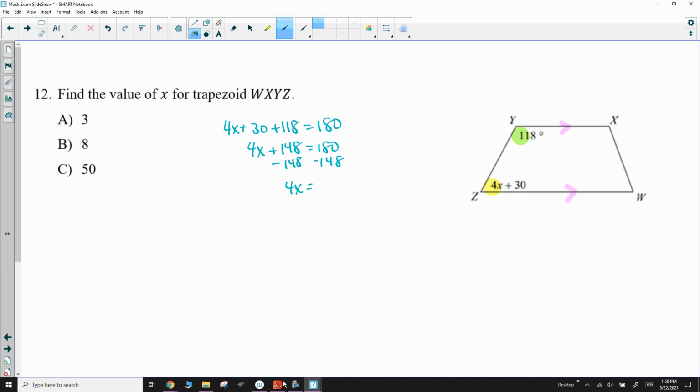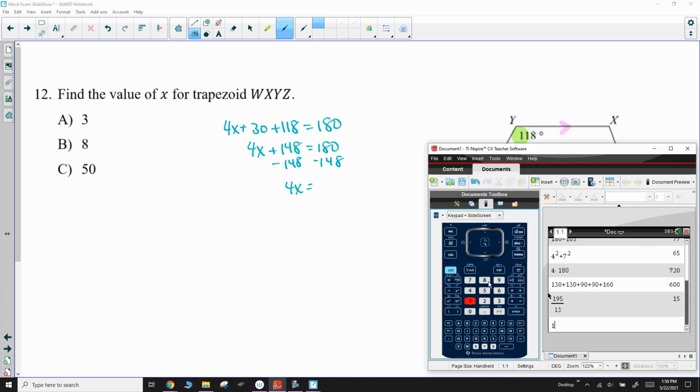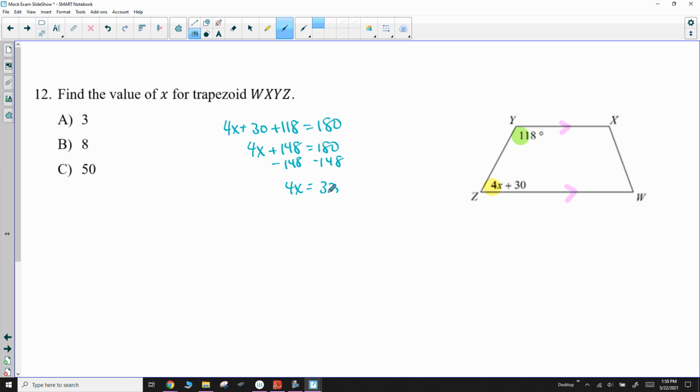4x is equal to 180 minus 148, which is equal to 32. If you don't know what 32 divided by 4 is, use your calculator. No shame in that. X is 8. We are only finding the value of x. The answer for that one is B.